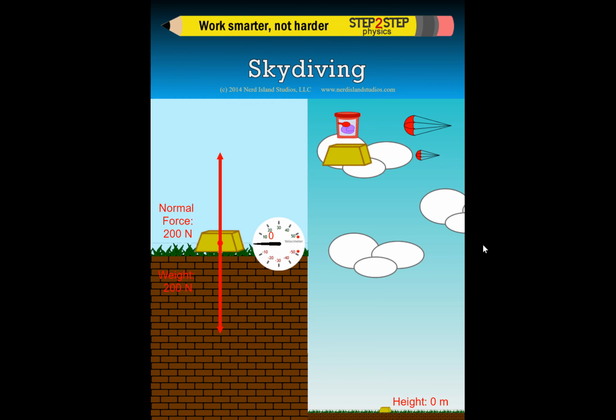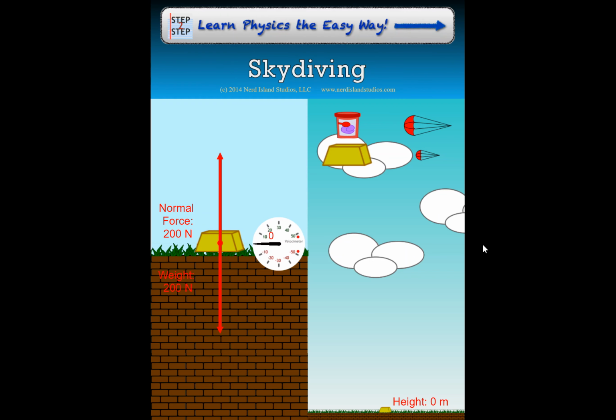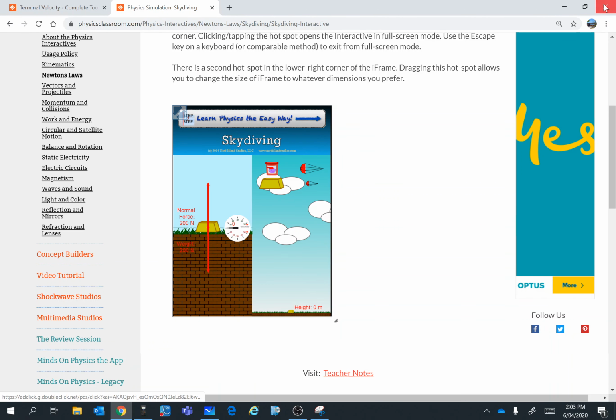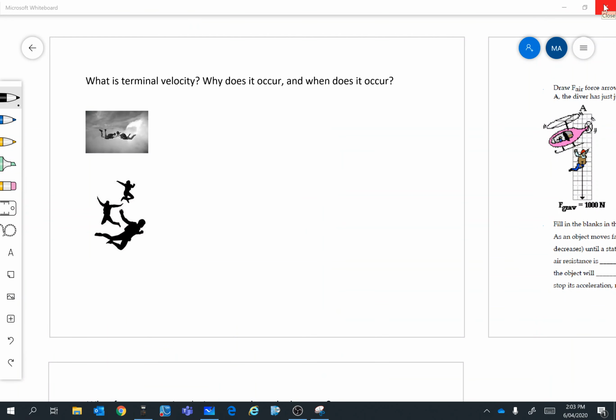So once air drag had become the same as weight, the net force acting on the object was now 0, and so the object stopped accelerating towards Earth. Okay, and that's when terminal velocity occurs. I'll just close that window up. We'll go back to this.